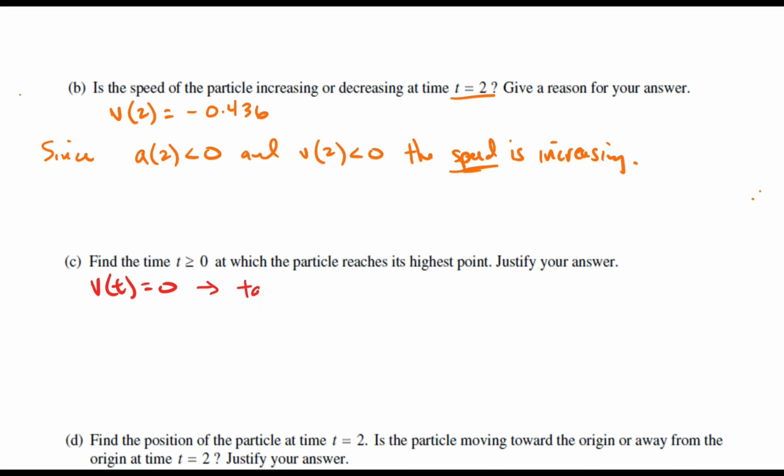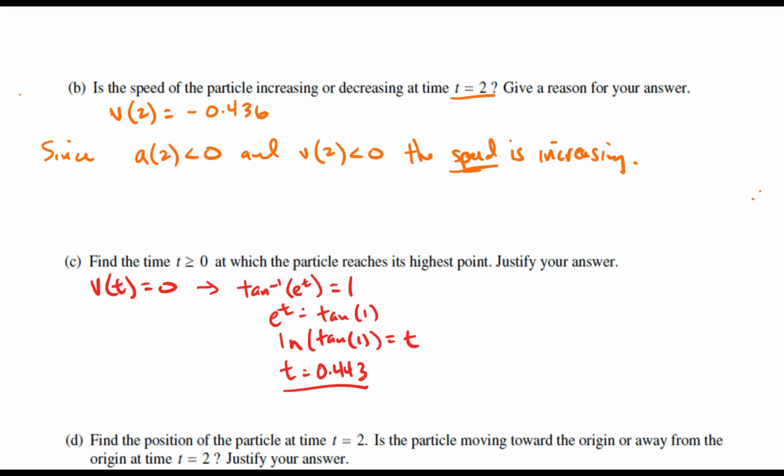that's going to happen when arctan of e to the t is equal to 1. So if you take the tangent of both sides, e to the t is equal to tan 1, so the natural log of the tangent of 1 is equal to t. So t equals 0.443.